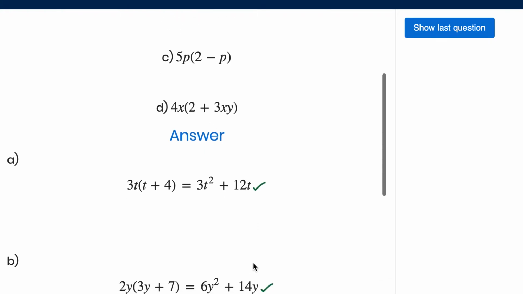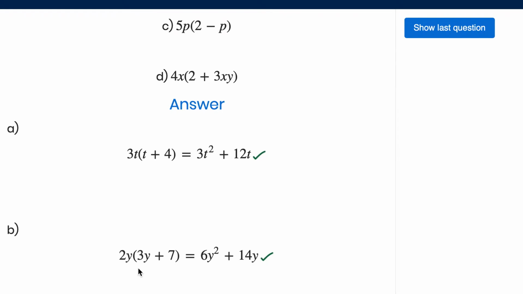Okay, for part B, we have 2y times 3y plus 7, and that comes to 6y squared plus 14y. And that's because 2y times 3y is 6y squared, since 2 times 3 is 6, and y times y is y squared. And the 14y comes from doing 2y times 7, because 2 times 7 is 14.